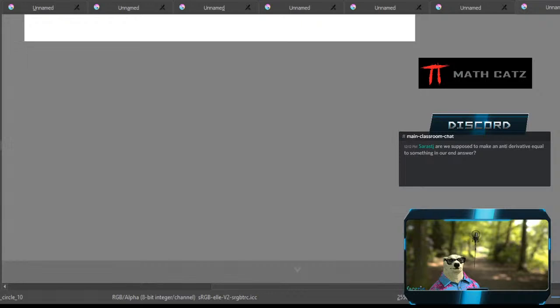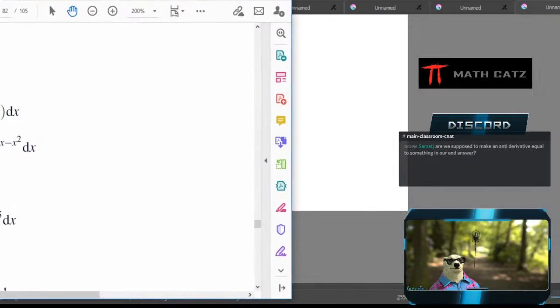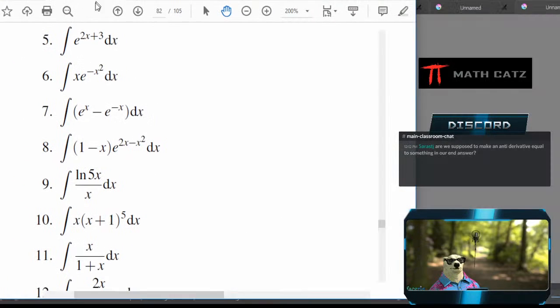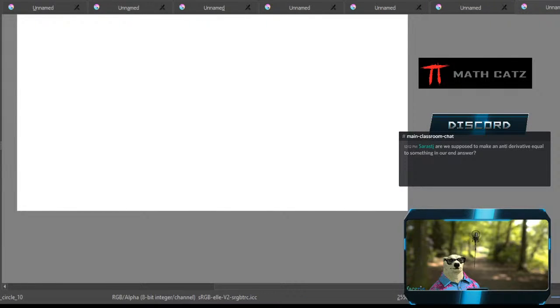Okay, number 5. Whoopsie, what did I just do? Number 5, 12.4. Nope, maximize it. That one? Are we supposed to make an antiderivative equal to something in our end answer? Let me go to an answer.